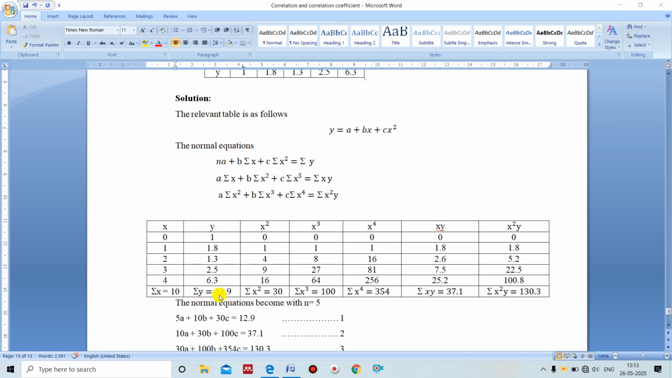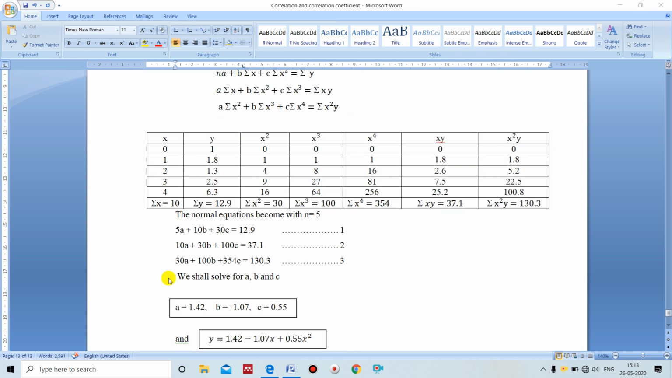Summation of x is 10, summation of y is 12.9, summation of x square is 30, summation of x cube is 100, summation of x raised to 4 is 354, summation of xy is 37.1, summation of x square y is 130.3. So the next step is to put all the summation values in the normal equation. The normal equation becomes, by taking n equal to 5 here, n equal to 5 means the number of terms 1, 2, 3, 4, 5 of the given data.